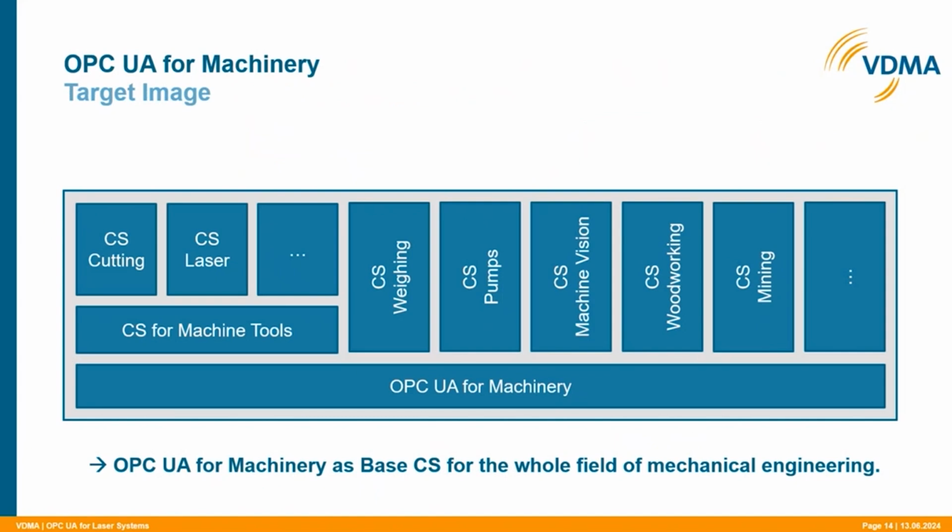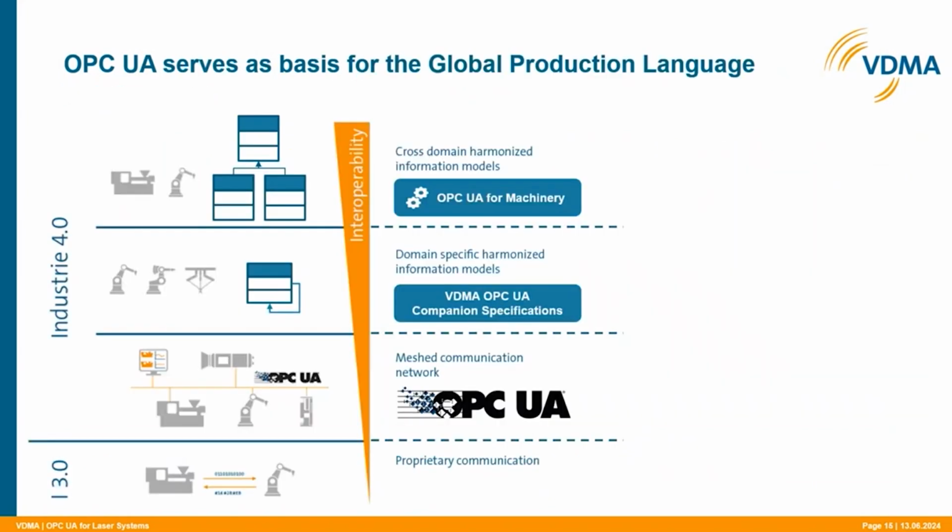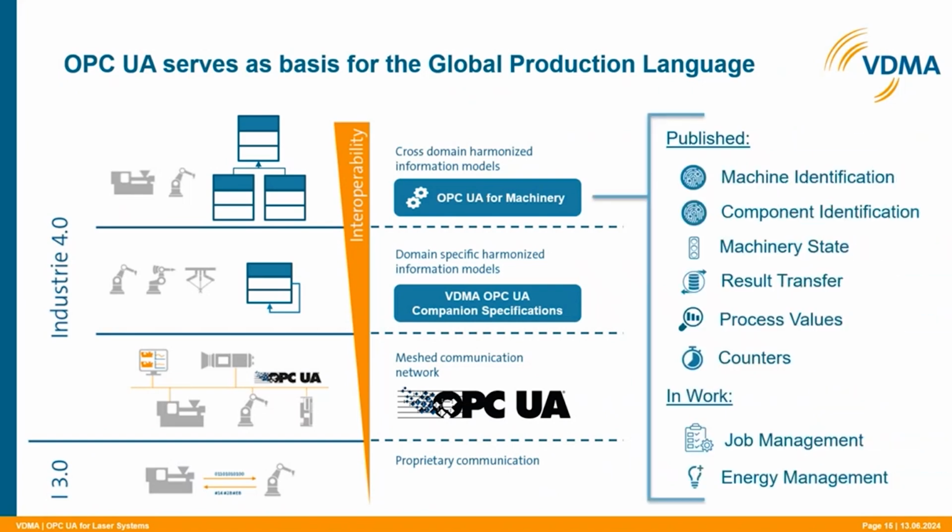OPC UA for laser systems is therefore based on the cross-domain harmonized information models OPC UA for machinery and on OPC UA for machine tools. Other companion specifications, like woodworking here, are only based on machinery. Here you can see the harmonized information in OPC UA for machinery, like the machine and component identification, which you will also see as a use case for OPC UA for laser systems.